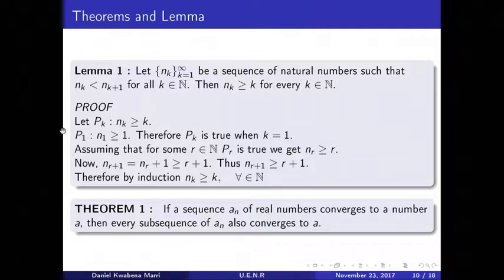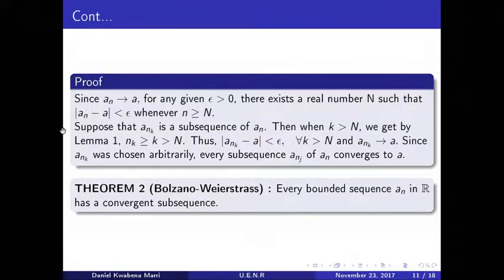Also, the first theorem states that if a sequence a_n converges in R, then every subsequence of a_n also converges to the same limit. That's the uniqueness of limit. If a sequence converges to a limit a, then every subsequence of that sequence will also converge to the same limit. And this is the proof.